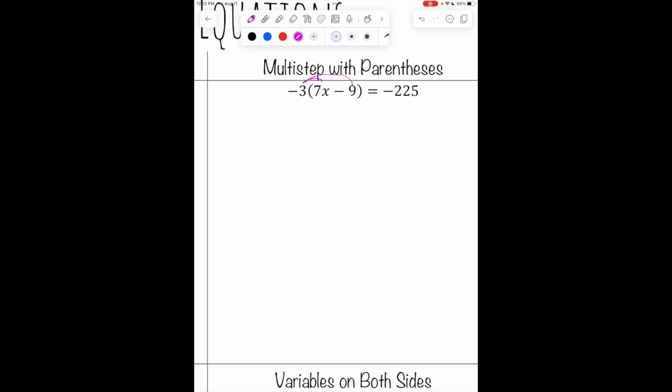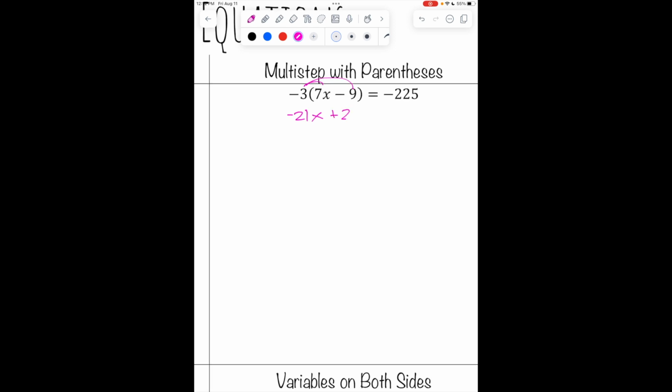So I'm going to distribute that negative 3. So negative 3 times 7x is negative 21x. Negative 3 times negative 9 is positive 27. And nothing changed with that negative 225. Now I'm going to solve it just like I did the two-step because I have a two-step. So I'm going to subtract 27 from both sides. So I get negative 21x equals, and negative 225 minus 27 is negative 252.